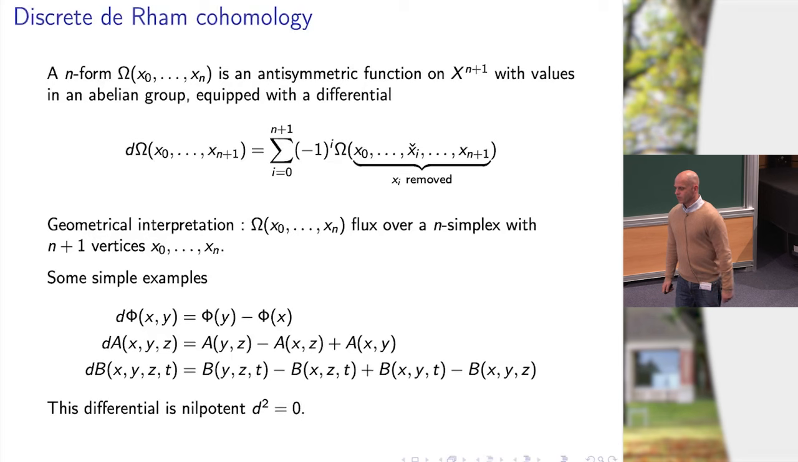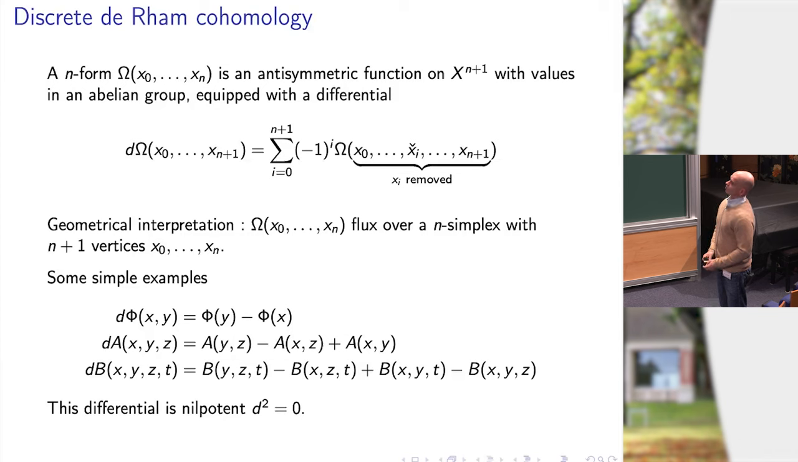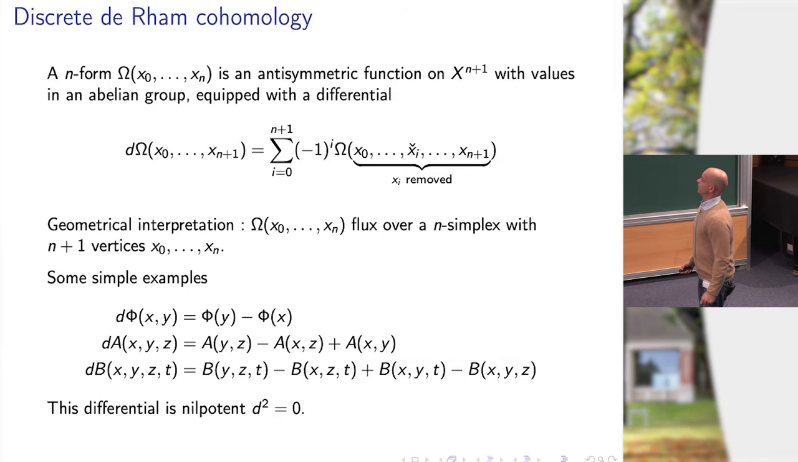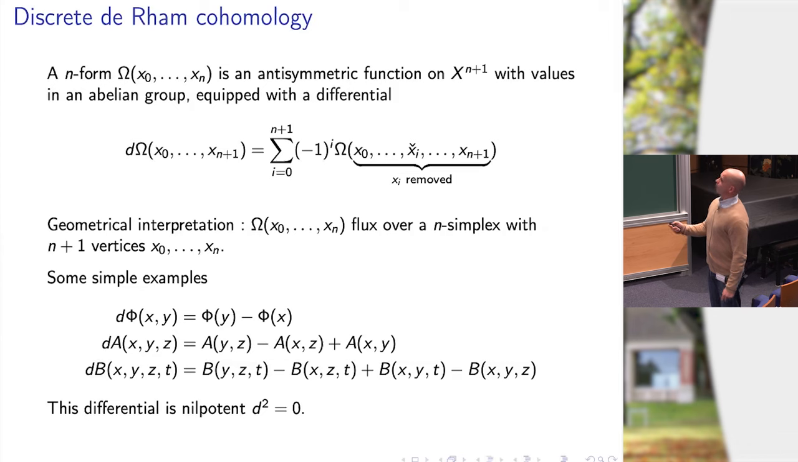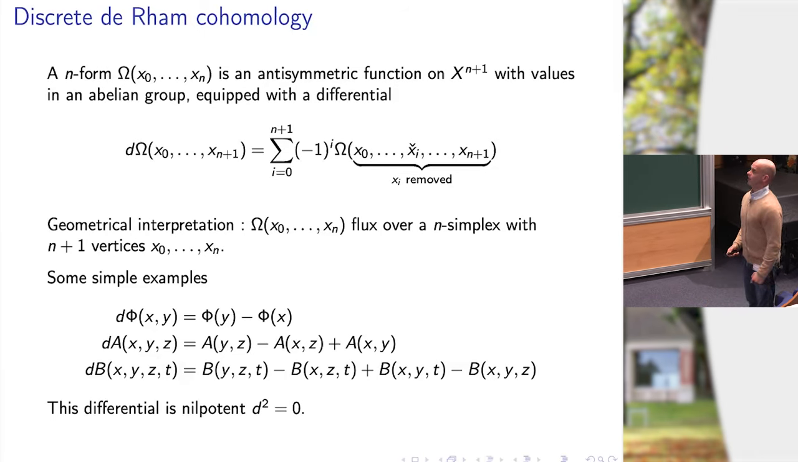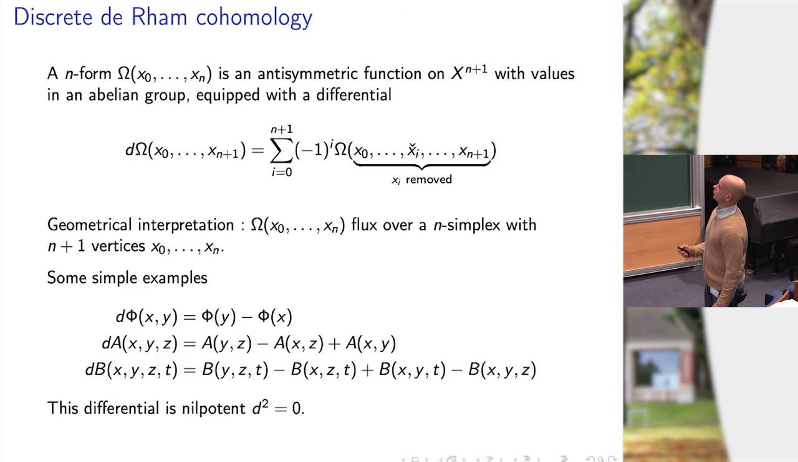So let me, in the last couple of minutes, try to explain a possible relation with the Kitaev model. The Kitaev model is a lattice model, so all that we have done before with differential forms, you can do on the lattice. We take X to be a finite space, if you want. Then you define an n-form on that finite space to be just an antisymmetric function of n plus one elements. And then you define the discrete de Rham differential like that.